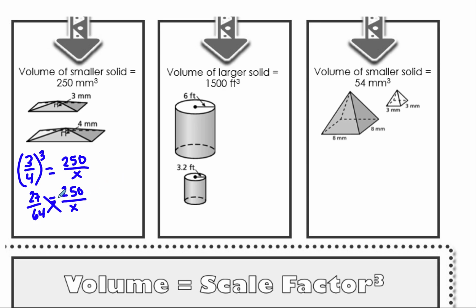Okay, let's do some cross products. 27 times x is 27x. Then I need to do 250 times 64. I get 16,000. Then I need to divide by 27. I get 592, and a long decimal, I'm going to round to the nearest tenth, 0.6 millimeters cubed.